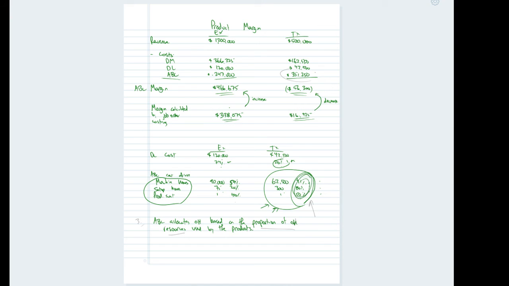So why does the margin change? The margin changes because the proportion of resources, or the proportion of cost drivers, changes. The allocation follows the cost drivers. So that is requirement 3 for the good faith effort assignment.